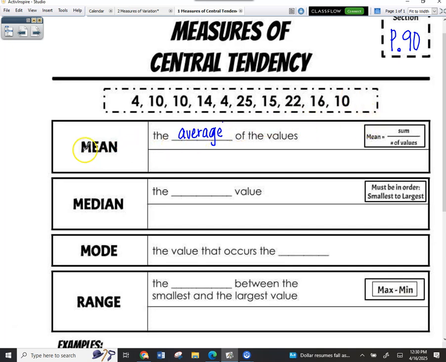There is a notation for it. Notation is the fancy word for symbol. It is X bar. X bar. Commit it to memory, okay? X bar. What's that mean? Average. All right.